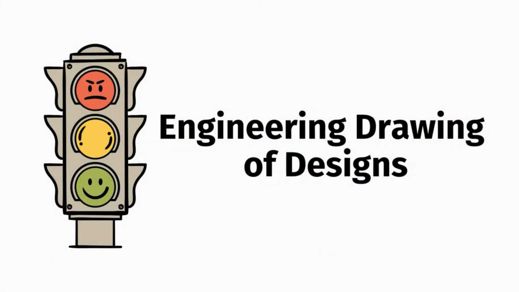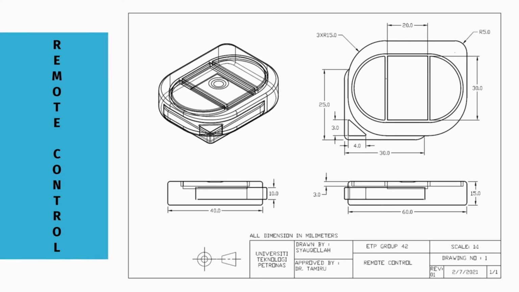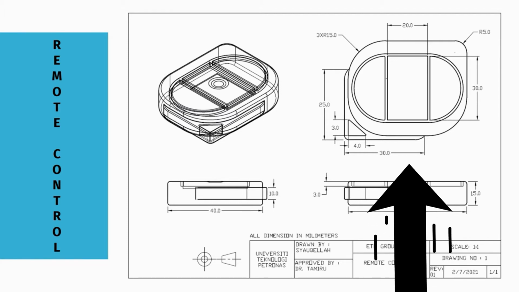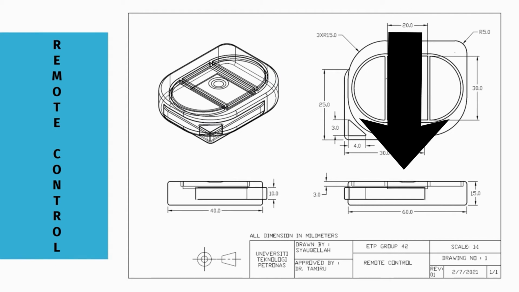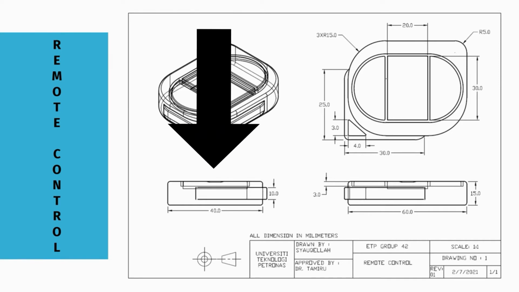Okay, now let's take a look at the engineering drawing of our concept designs. What we have done is basically the engineering drawing of our concept designs, and the first thing is the remote control. As you can see in the picture here, this engineering drawing for the remote control is done by Mr. Shakila. On the top right is the top view of the remote control, the bottom right is the side view, and the bottom left is the front view of the remote control.